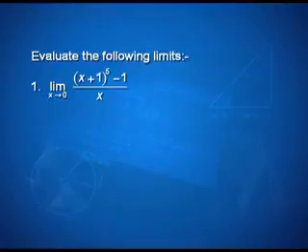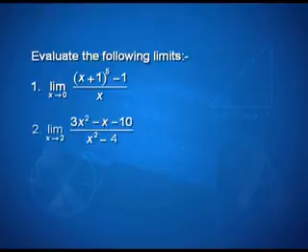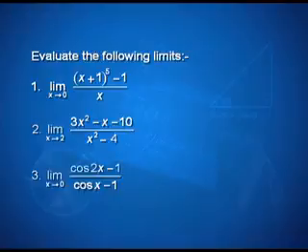Question number 1, evaluate the following limits. Limit of x plus 1 raised to 5 minus 1 upon x as x tends to 0. Question number 2, limit of 3x square minus x minus 10 upon x square minus 4 as x tends to 2. Question number 3, limit of cos 2x minus 1 upon cos x minus 1 as x tends to 0.